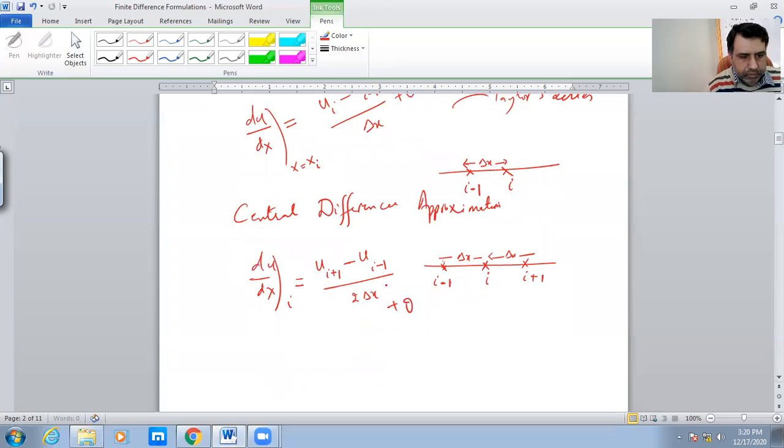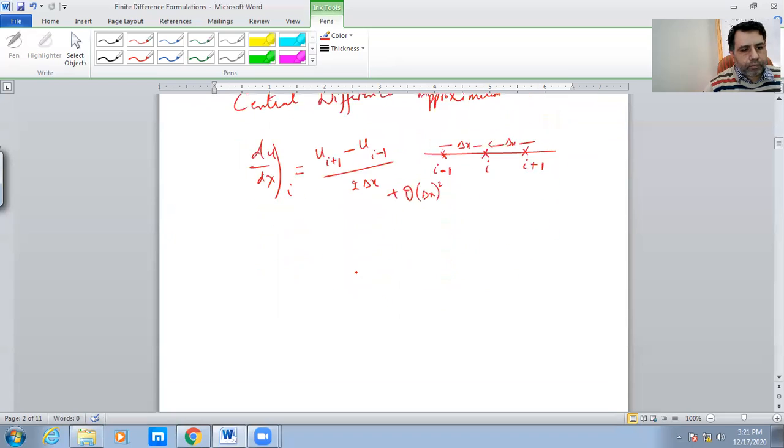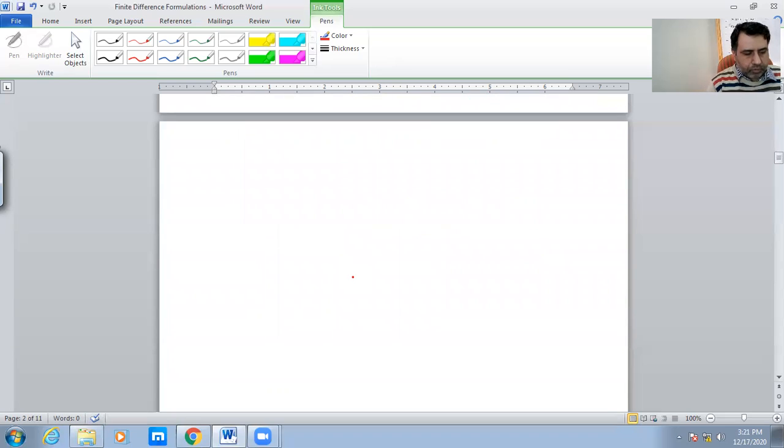Of course, this is a better approximation. This is of the order delta x square. Again, you can see this through Taylor series approximation. So for a first order derivative, we could have three formulations: forward difference, backward difference, and central difference formulation. So if you want to have an approximation of the second order derivative at the location x equals xi, how to proceed?